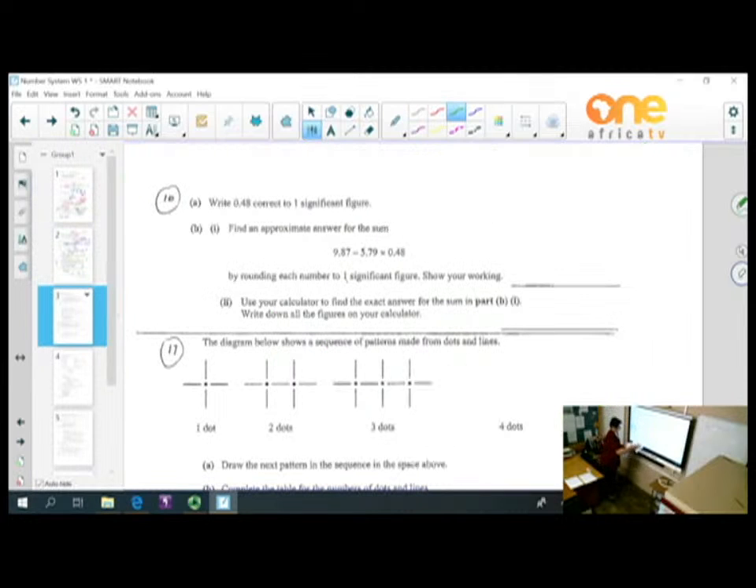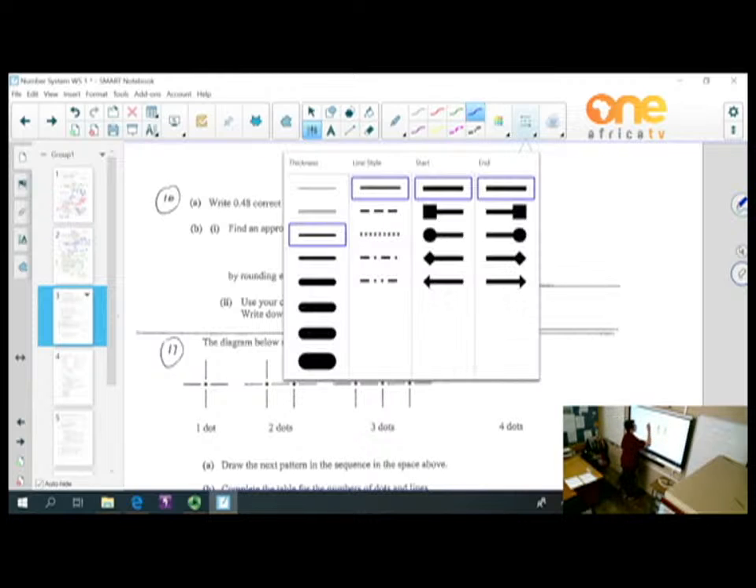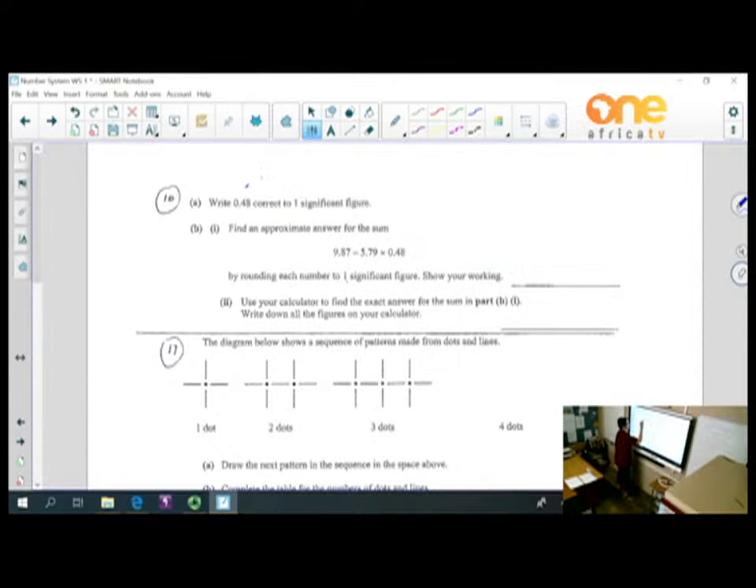Question 16. Write 0.48 correct to one significant figure. So here we are. There is one significant figure. You remember, you don't look at the 0. The first one must be a number, not 0. So will the 8 influence the 4? Yes. So it will be 0.5.